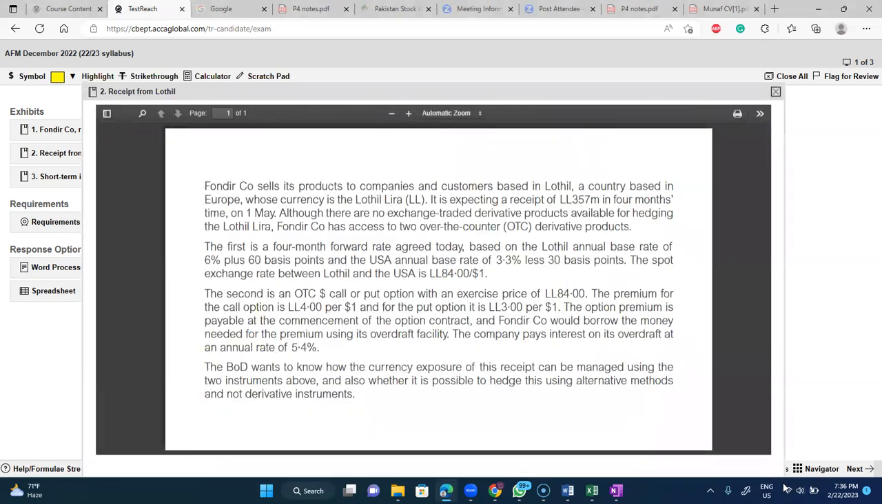Fondir company sells its product to companies and customers based in Lothal, a country in Europe where the currency is the Lothal lira. It is expecting a receipt of 357 million lira in 4 months time on 1st May. After 4 months, if it's 1st May, today is 1st January, right? Although there are no exchange traded derivative products available for hedging in lira, Fondir company has access to over-the-counter OTC derivative products.